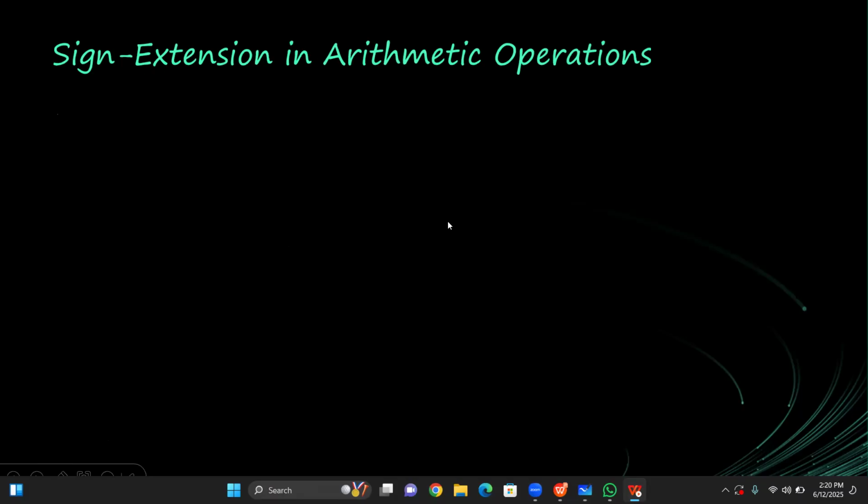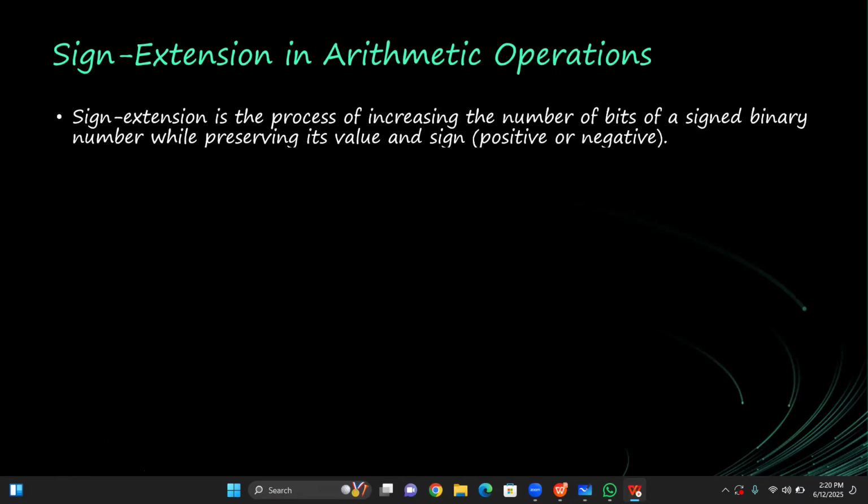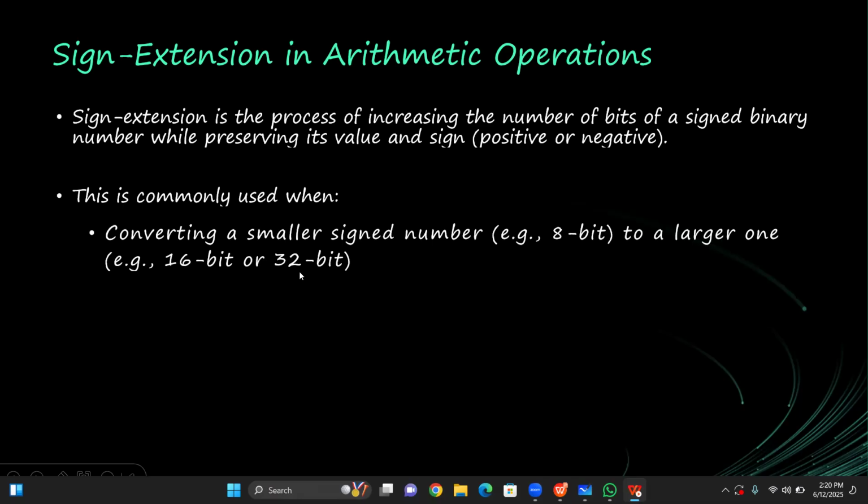Okay, so the last thing we'll talk about is sign extension. Sign extension is the process of increasing the number of bits of a signed binary number while preserving its value and sign, whether it is positive or negative. So this is what we mean. It is commonly used when converting a smaller signed number to a larger one. Let me show you what we mean by sign extension.